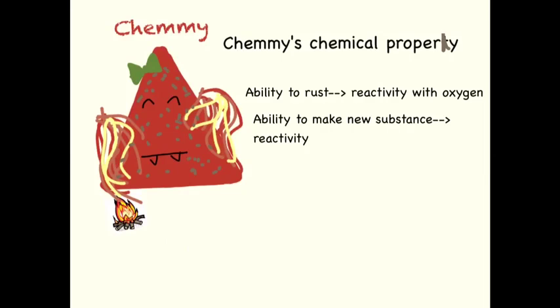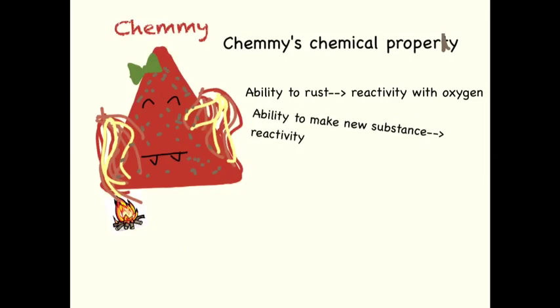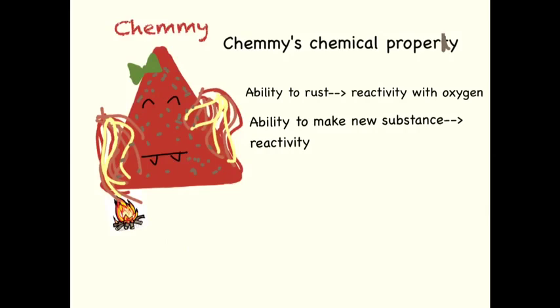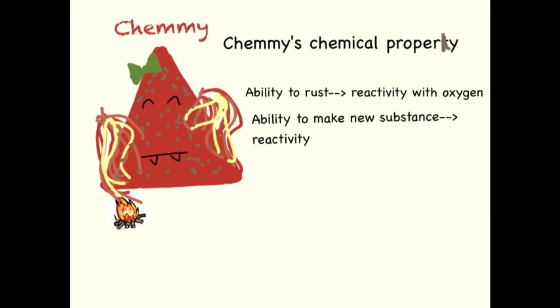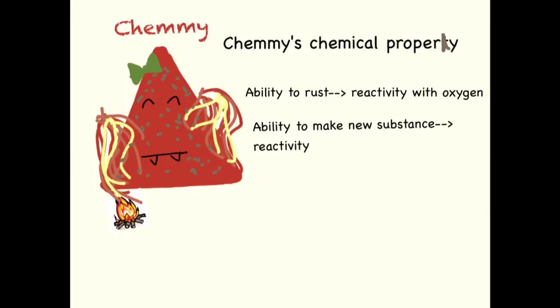Sometimes she's been known to make new substances. When she gets rained on by mysterious liquids, she completely changes color, or she produces something new, like a precipitate. Please keep in mind that these three things are just describing Chemmy's potential to burn, or to rust, or to make new substances. We have not observed these yet. We just know this from her past experiences.